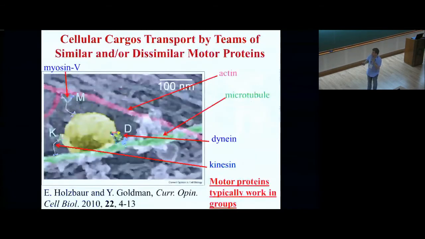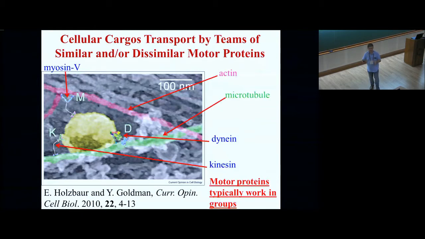But the problem is that in real biological systems, and our goal is to understand biological systems, they work collectively. This is a nice picture because it's a combination of real experimental observation with some drawings that artists added. But this is a really good way of emphasizing. So this is some cellular cargo, some vesicle, which is moved on a microtubule. But look, next to it there is some actin. And you can draw this is a dynein, this is probably kinesin, this is myosin. So it shows you that it's a complex behavior, a collective behavior, and that's what we need to understand.